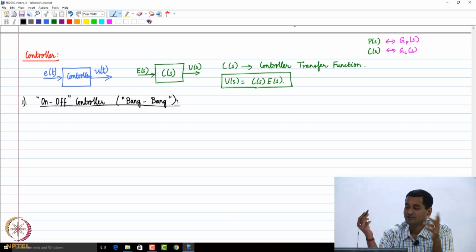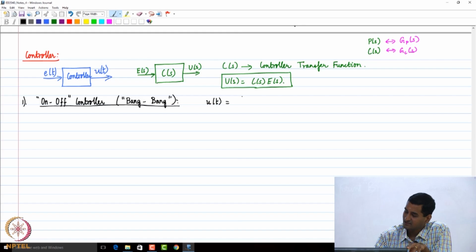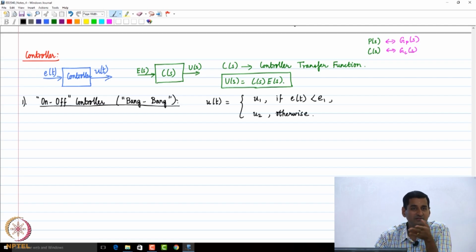That's about it, right? So what does a control input structure like that look like? u of t is some u1 if, let's say, e of t is less than some e1, and it's u2 otherwise. Okay, so just a generic structure. You can have multiple variants of this, you can give finer regions and so on, right? But in general, let's say if the error is within a certain magnitude, you give one input.